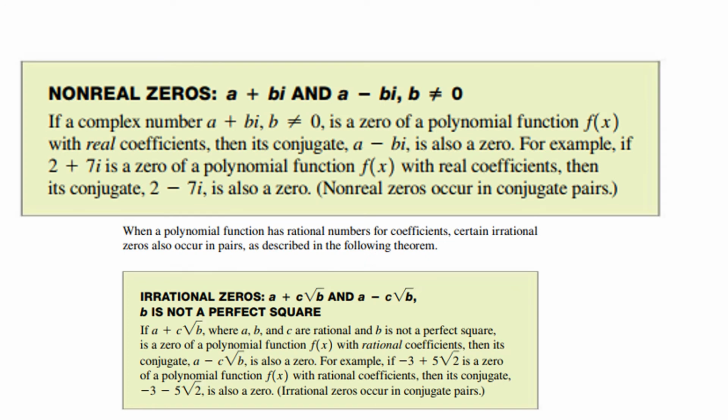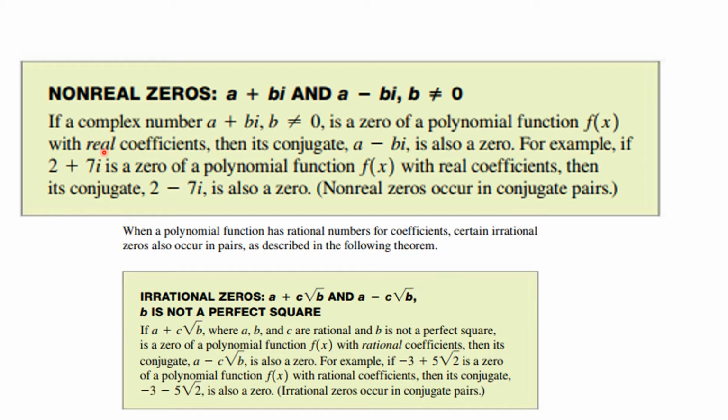Now, it is possible for there to be non-real zeros, and they can be complex conjugates of each other, a plus bi and a minus bi. In fact, we have a theorem that tells us that is often the case. If a complex number a plus bi is a 0 of the polynomial function f of x with real coefficients, then its complex conjugate a minus bi is also a 0. It is important that the polynomial have real coefficients for that to be true.